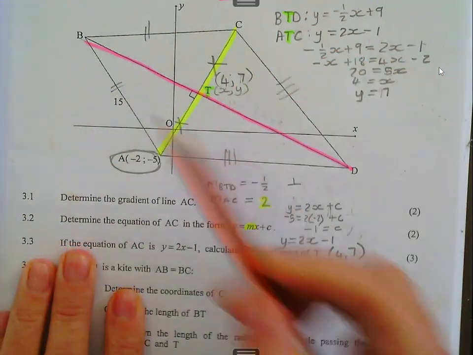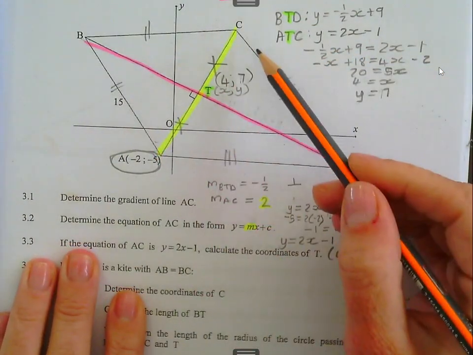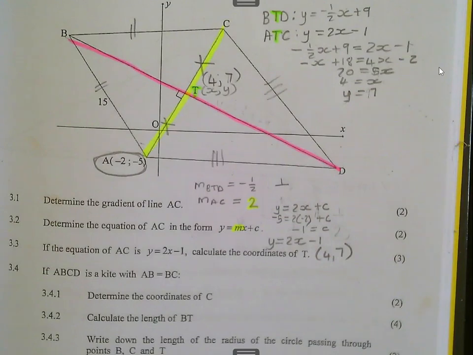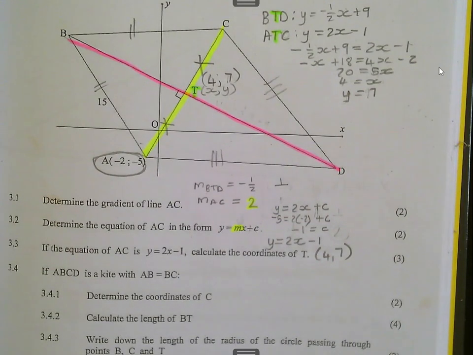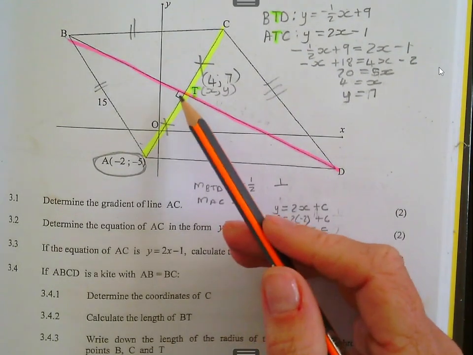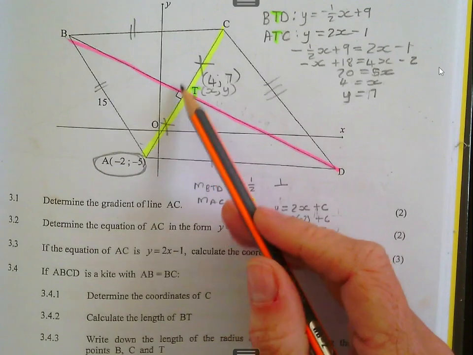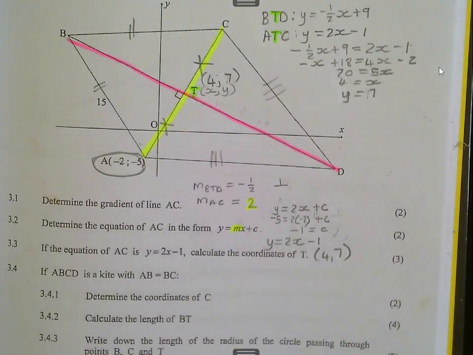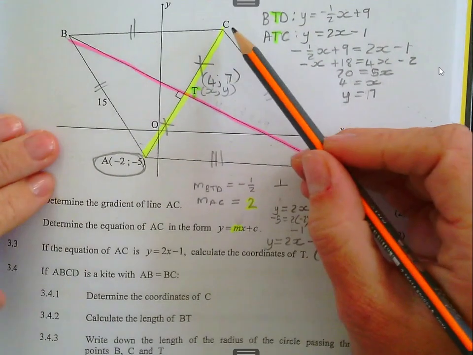We also know that this angle is equal to this angle, but you guys saw that with analytical geometry, we don't really have a lot to do with the angles. Something that they already gave us, but if they hadn't, we should know it, is that this is also perpendicular. Those are the main properties that we can have with a kite. Now they want you to find the coordinates of C.